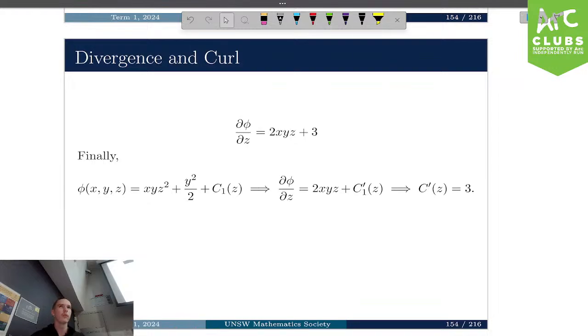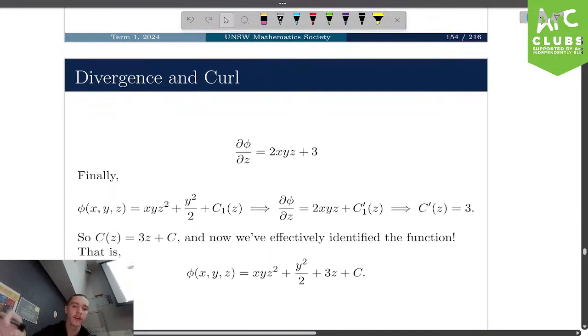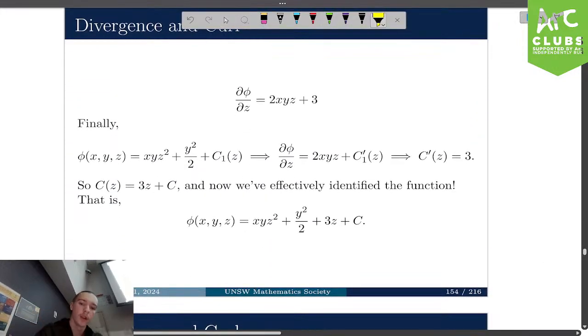Okay, so this time we don't even have to reverse partial differentiate. We just straight up integrate with respect to z. So we get 3z plus some constant. So now we mash all of it together and we get our final function here.